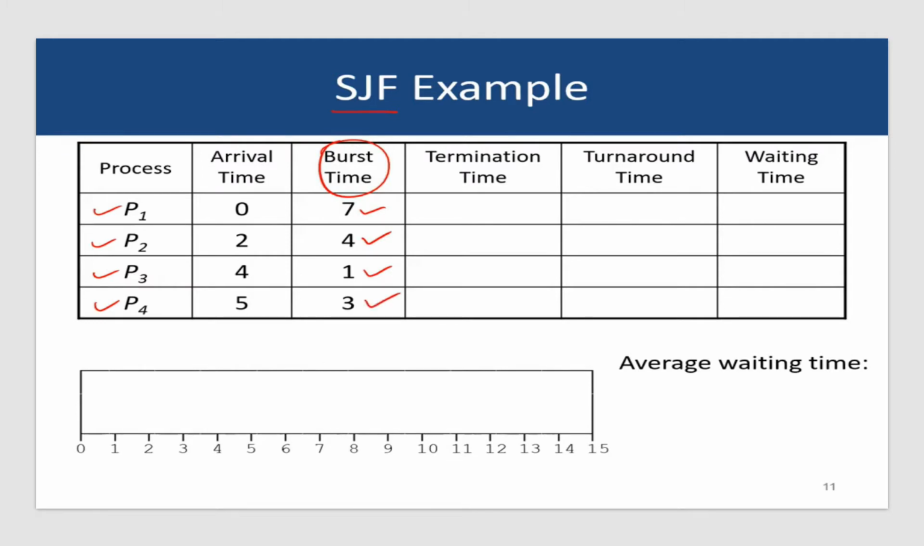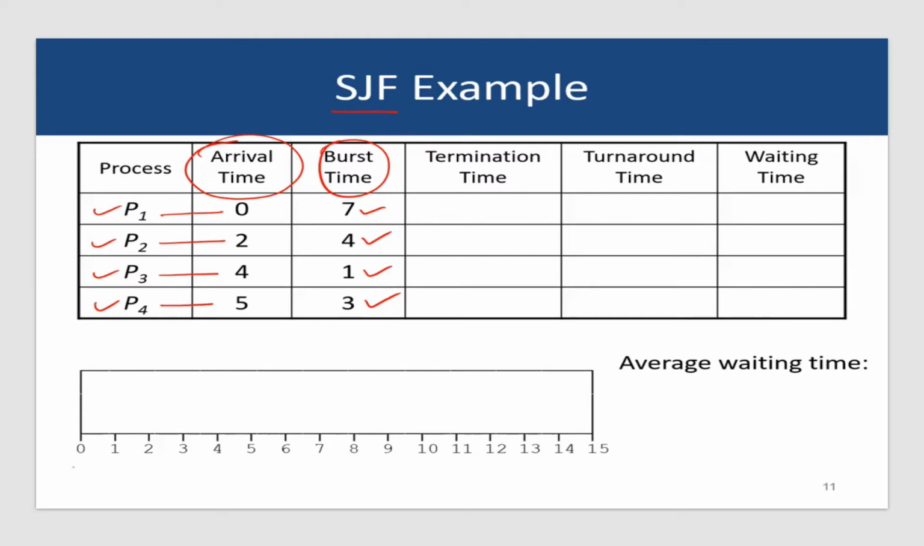As a change, note that not every process here is arriving at time 0. The arrival times are indicated in the second column here. So P1 arrives at time 0, but P2 arrives at 2 milliseconds, P3 arrives at 4 milliseconds, and P4 arrives at 5 milliseconds. So given this information, let us try to complete the Gantt chart for this SJF scheduling algorithm corresponding to the given set of processes.